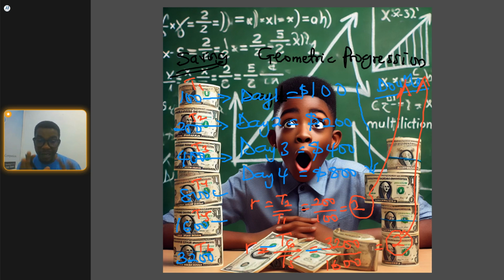And you can see, look at the expression of the guy. Wow. Who will see all this kind of money and not be marveled? Wow, I've kept this money to this extent. Wow, this is a great savings for me. You get? So that is geometric progression. So that is the concept behind geometric progression.